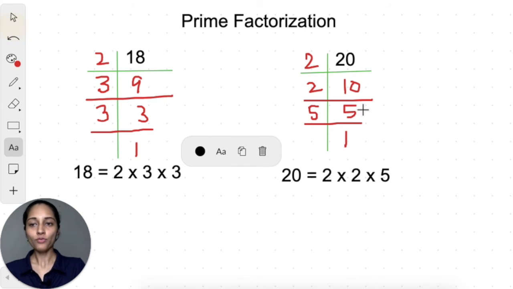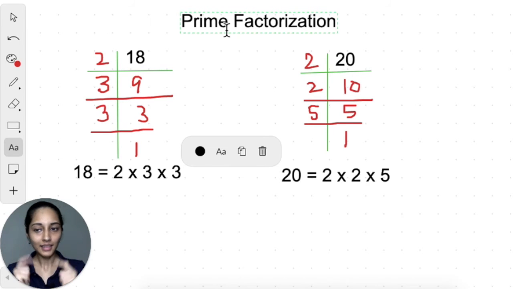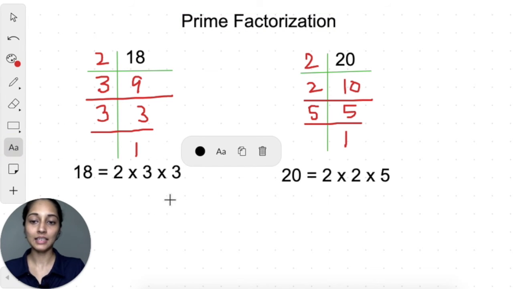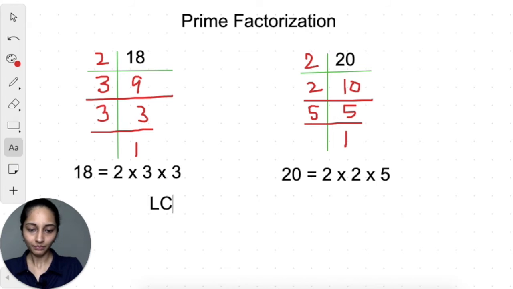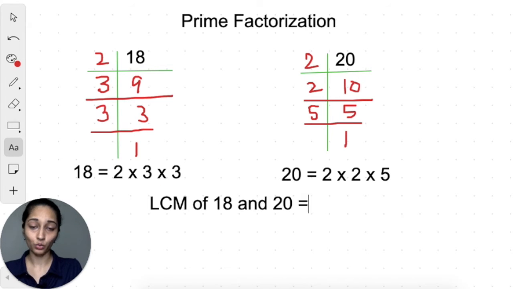So now we have found the prime factorization of both the numbers. The next step that we have to do is we can directly start by writing LCM of 18 and 20 is equal to.